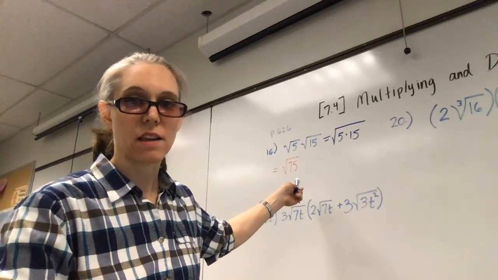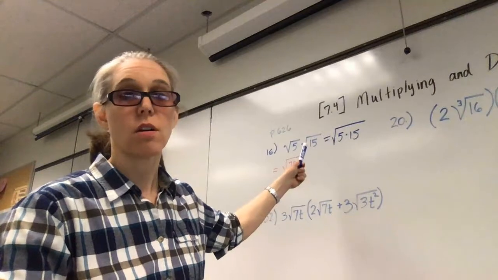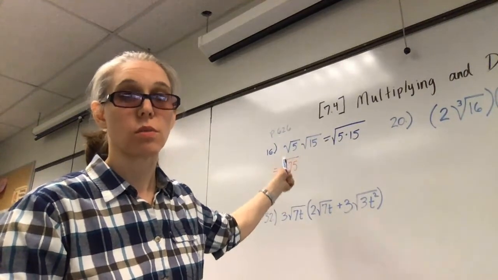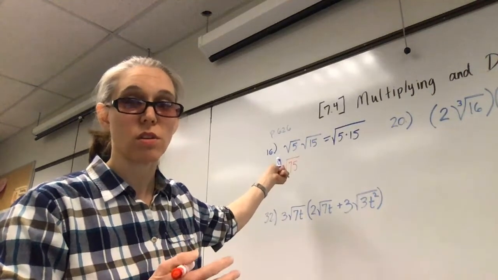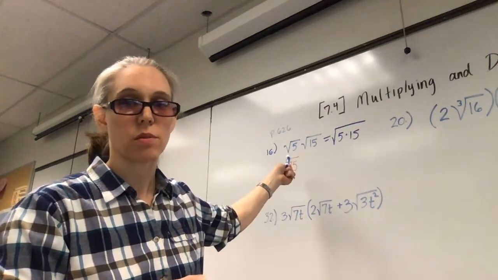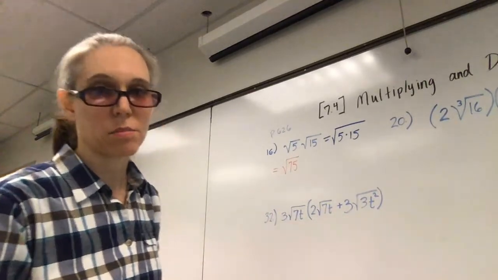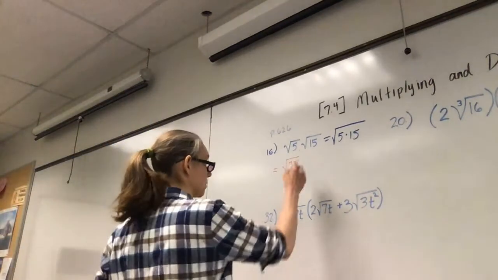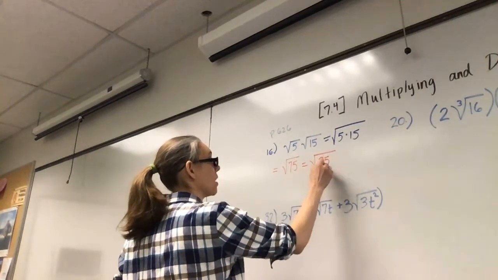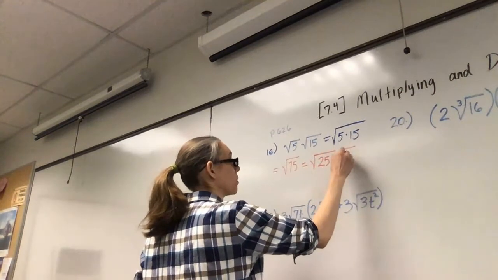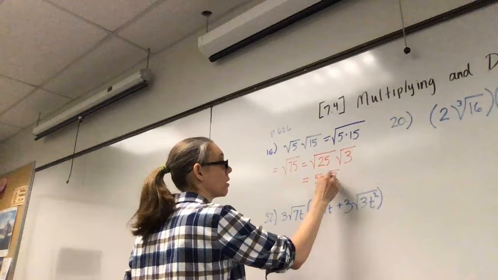But the idea is that you can combine 2 radicals that are the same type of root. These are both square roots. They both must have the same index. The index for both is 2. So now we can combine them. Square root of 5 times square root of 15 is square root of 75. And this simplifies further. Square root 25 times square root 3 is equal to 5 root 3.